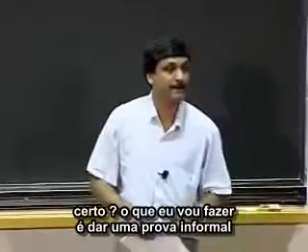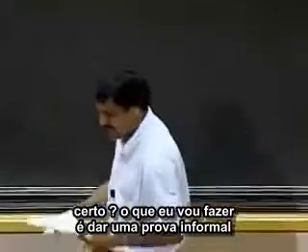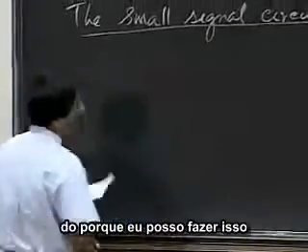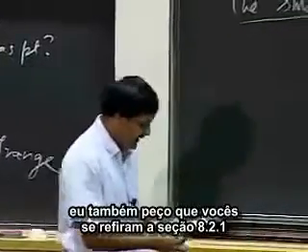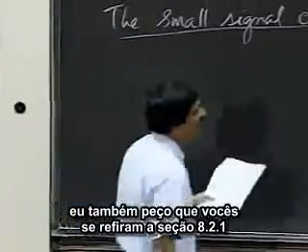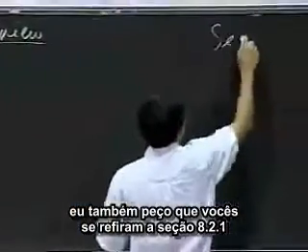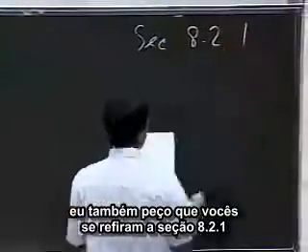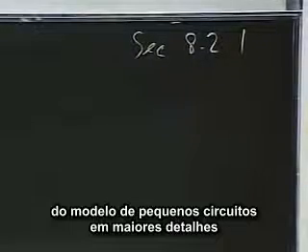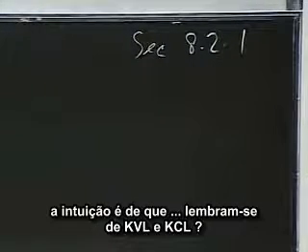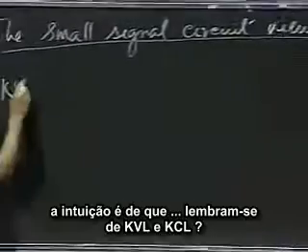That's a claim. All right, so what I'll do is give you an informal proof for why I can do that. And I also ask you to refer to section 8.2.1 of the course notes to go through the foundations of the small signal circuit model in more detail. Okay, the intuition is that, remember KVL and KCL.